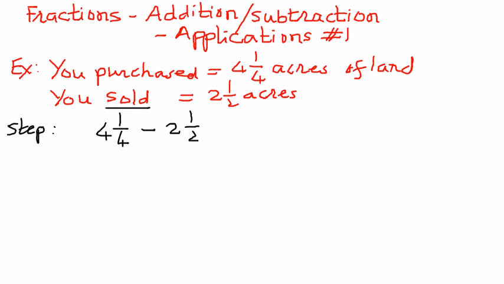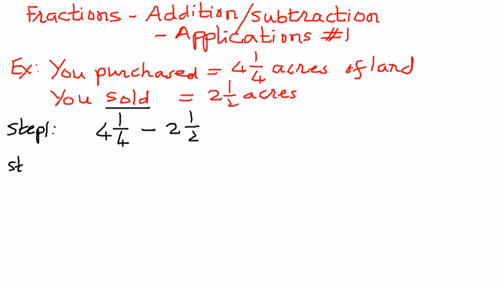So the steps we want to follow here are as follows. These numbers are in mixed number format. We're going to convert them into improper fractions and then find the common denominator and then simplify them, and then we will know the amount of land we still own. Okay, so let's do that.